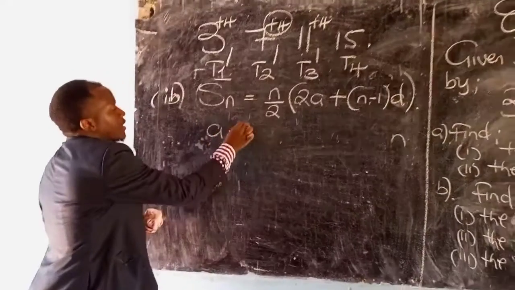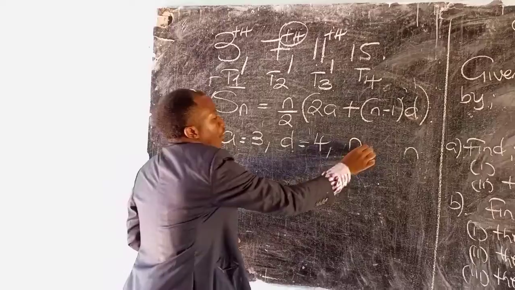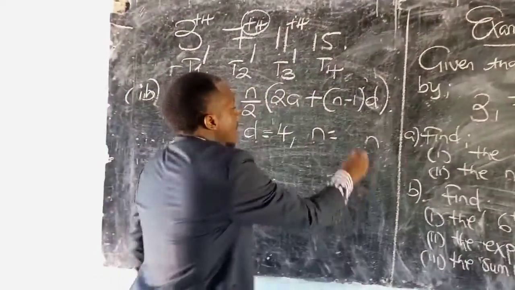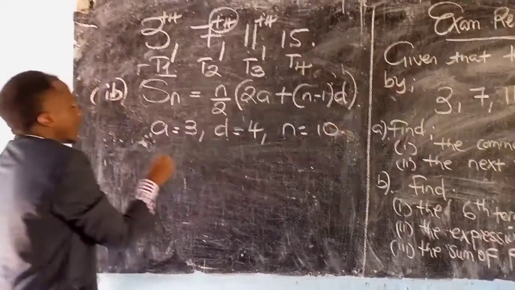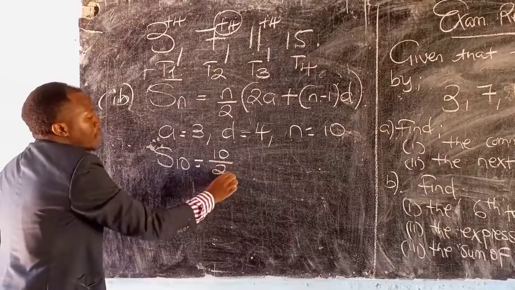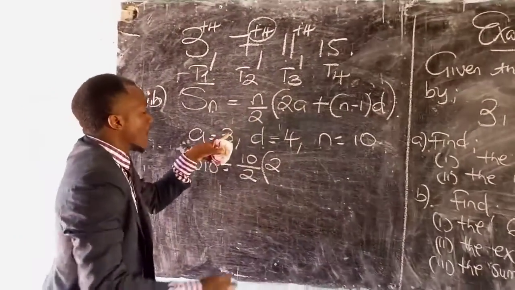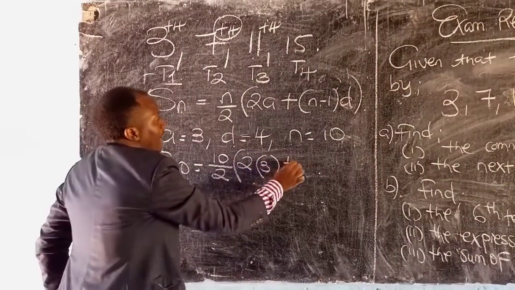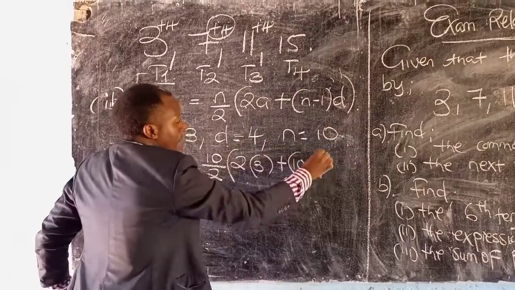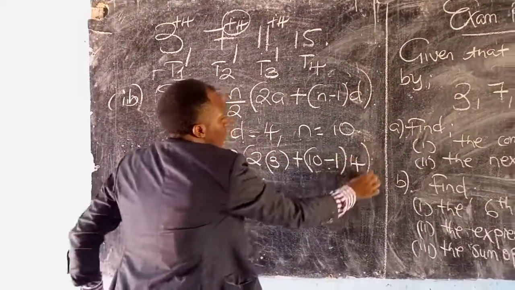So I'm going to say a is 3. Then d is still 4. Then the value of n will correspond. They are saying the sum of the first 10 terms. So the value of n becomes 10. So I'm going to say sum of 10 terms equals 10 over 2, which is going to become 2, where there is a, we will replace with 3. So I'm going to say 3, then plus, where there is n, we are going to replace with 10, being the number of terms, minus 1. Then, where there is d, we'll replace with 4. Then we close the brackets.